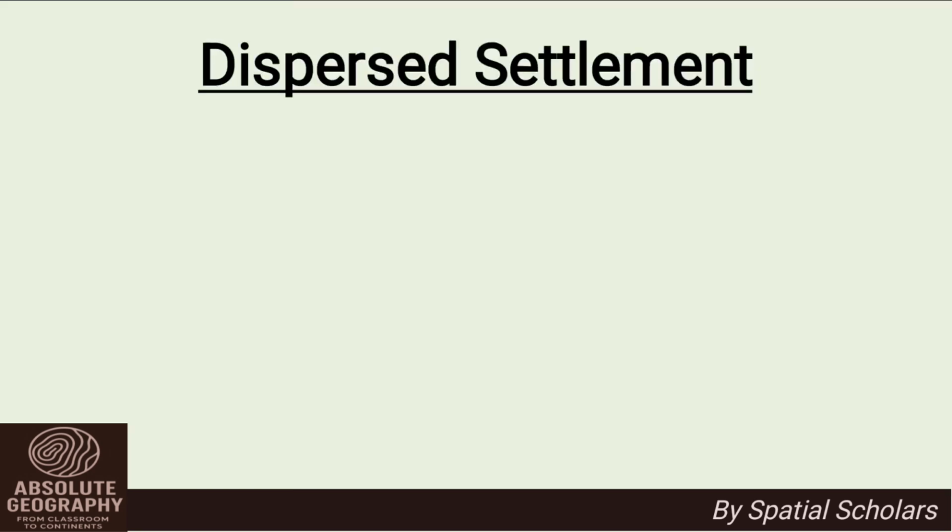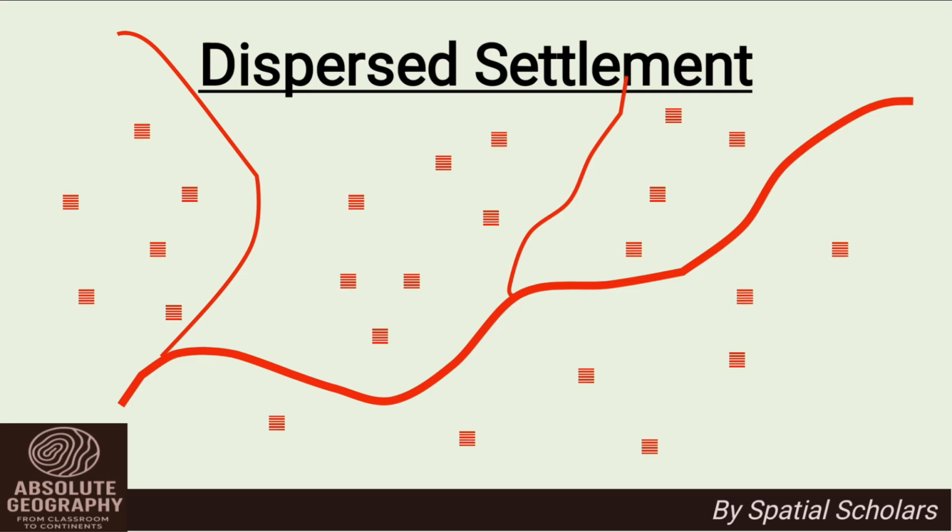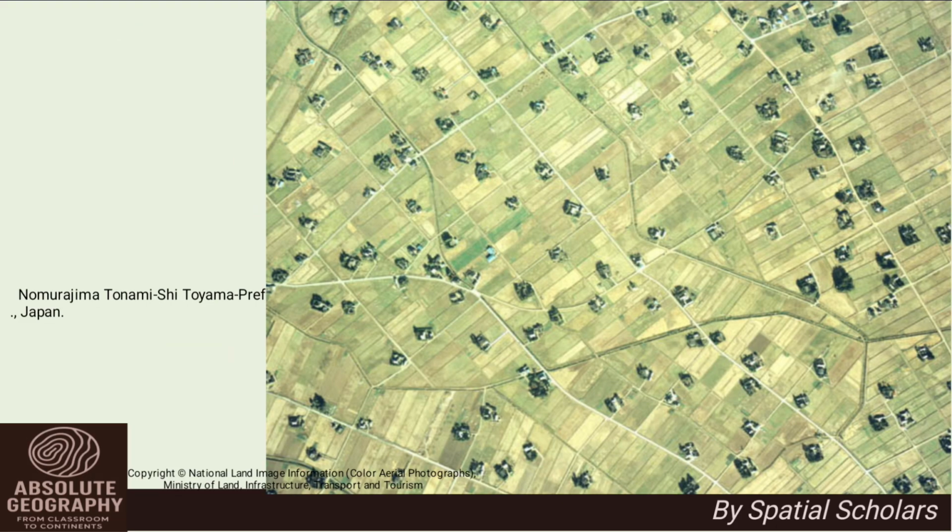In a dispersed settlement, houses are spread far apart from each other. There is no definite clustering. This pattern is common in hilly regions, forest areas, regions with poor soil, or sometimes in villages. It indicates sparse population and large land holdings.